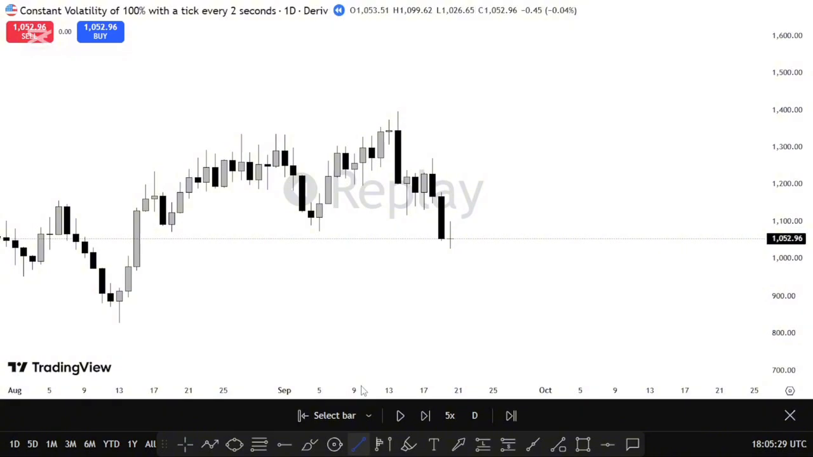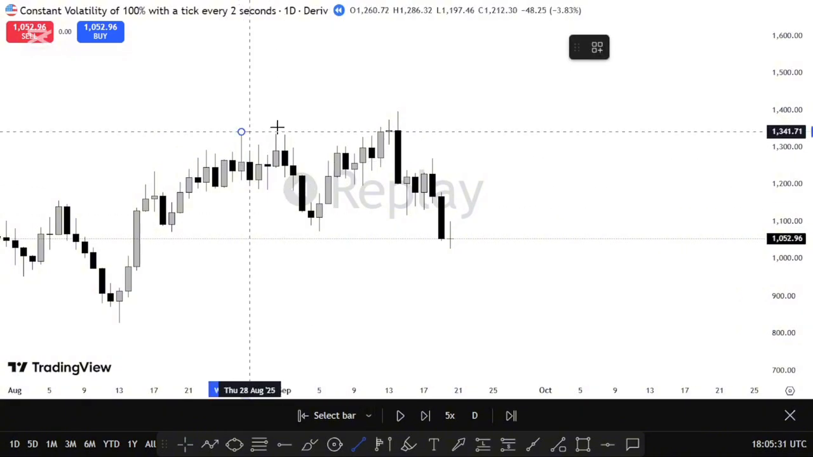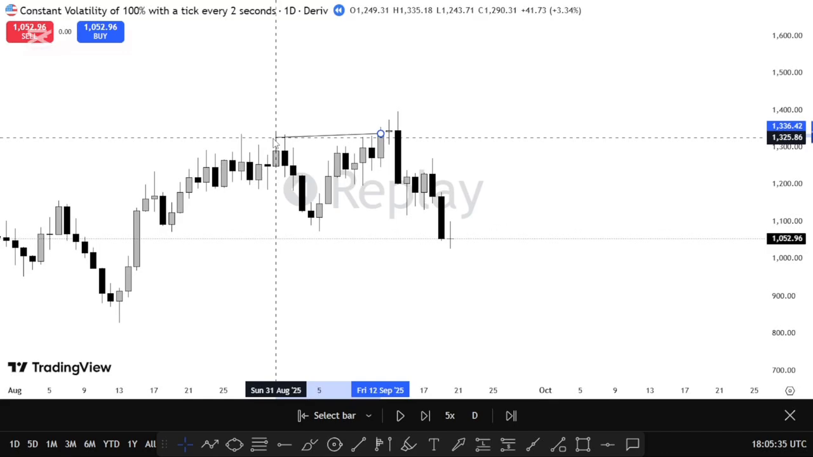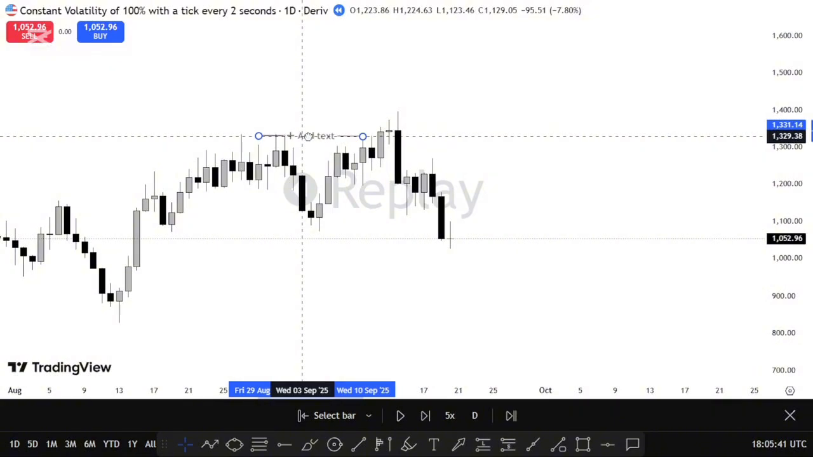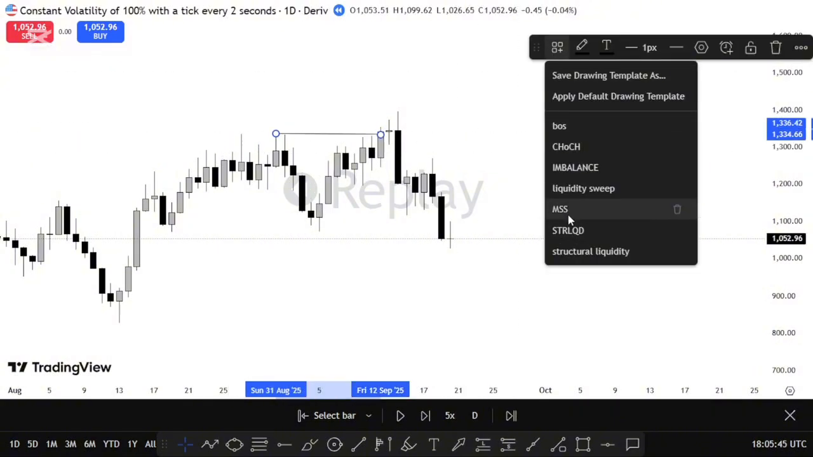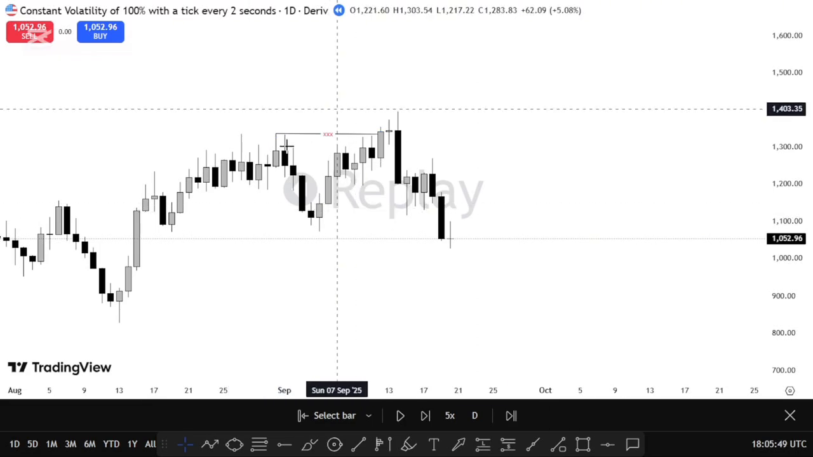So right here, you can see that there's a sweep of liquidity, which you can clearly see. Whenever there is a sweep of liquidity, it is more or less like a false breakout. So we have our sweep of liquidity right there.